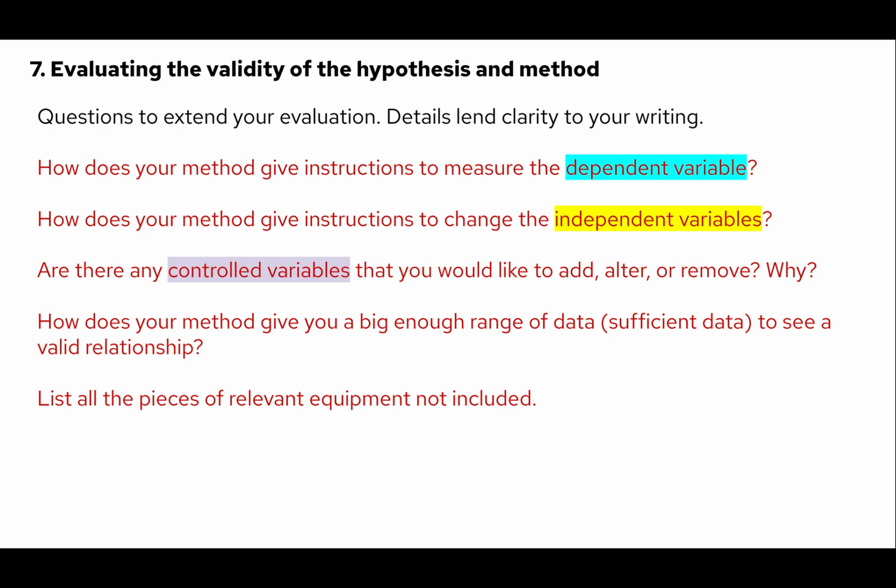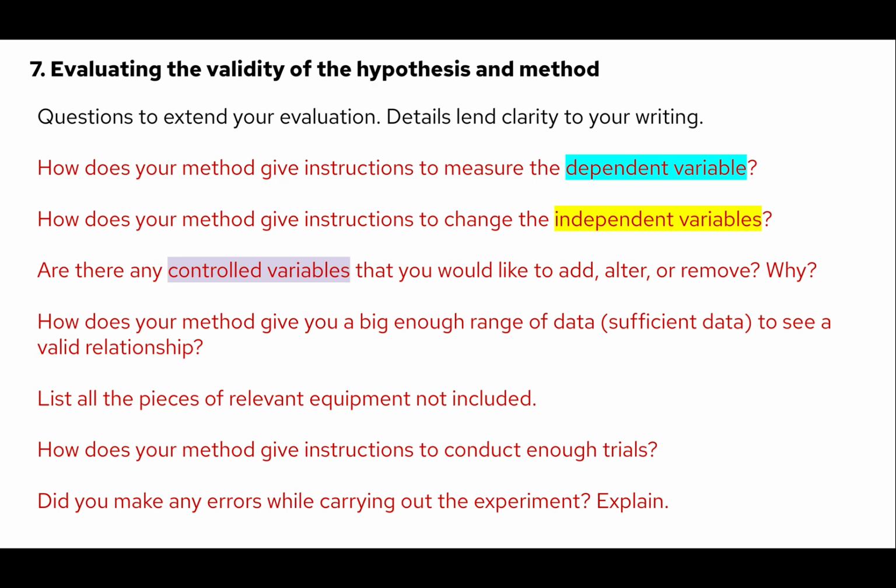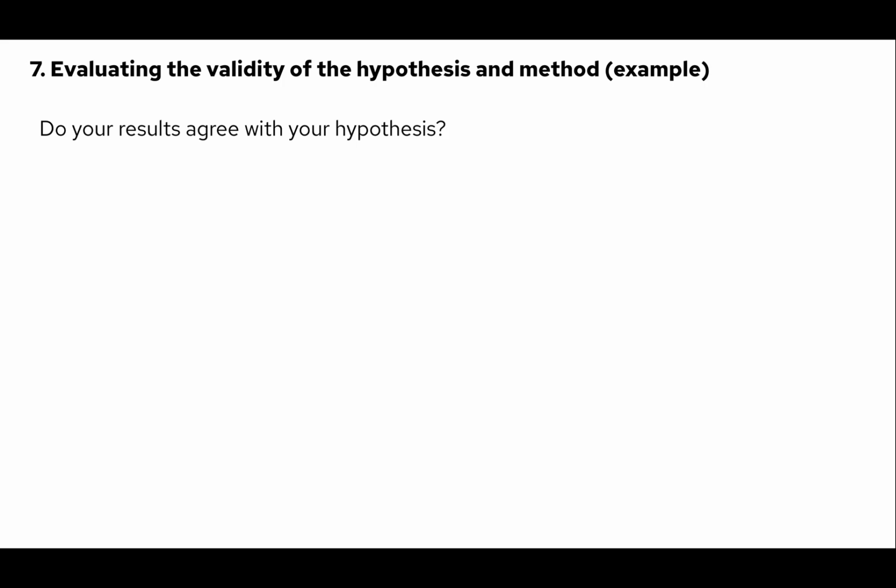List all the pieces of relevant equipment not included. How does your method give instructions to conduct enough trials? And did you make any errors while carrying out the experiment? And if so, explain. So let's do an example. And again, I'm going to use the same example that I used in my previous videos on the helicopter experiment.